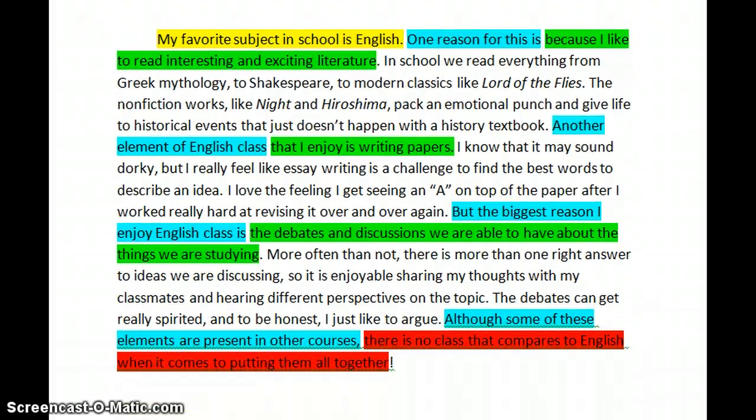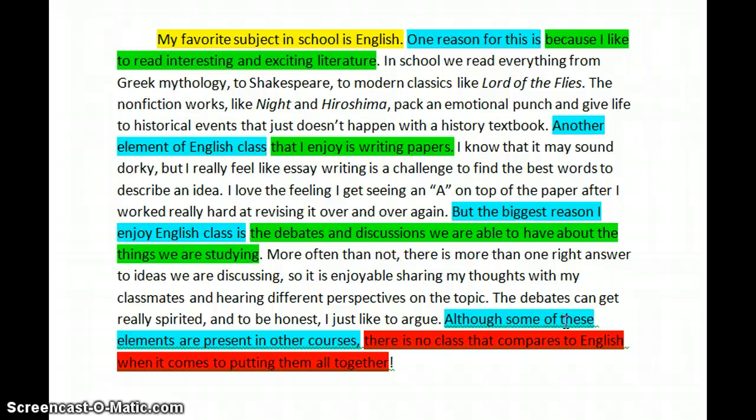Alright, we still have the same topic sentence, and I won't go through and read the whole thing, but you can see that it's a lot more smooth. My favorite subject in school is English. One reason for this is because I like to read interesting and exciting literature. Another element of English class that I enjoy is writing papers, but the biggest reason I enjoy English class is the debates and discussions. Although some of these elements are present in other courses, there's no class that compares to English. So all these things highlighted in blue are examples of transitions, and they really tie it all together and make it read very smoothly.